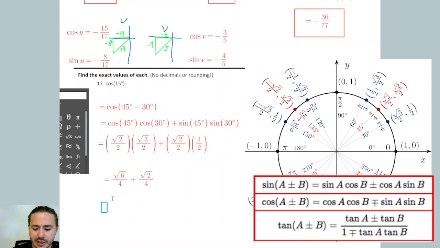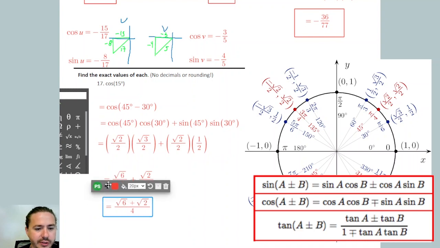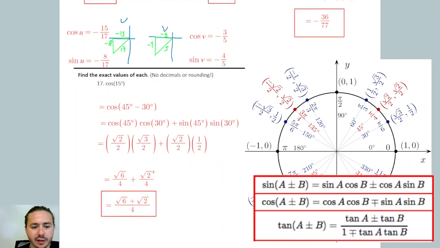We've got a common denominator, so we can rewrite this as root 6 plus root 2 all over 4. And that's it. That's going to be the exact answer here. No decimals, no rounding, nothing like that. No calculator needed. And that's going to be it for that one.